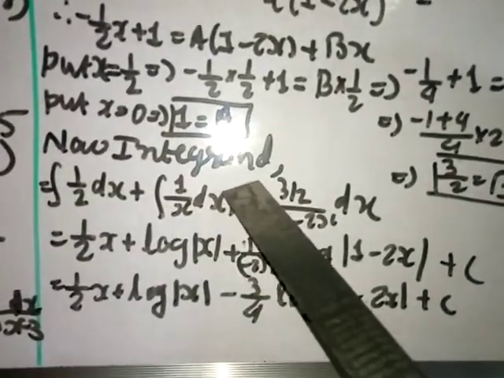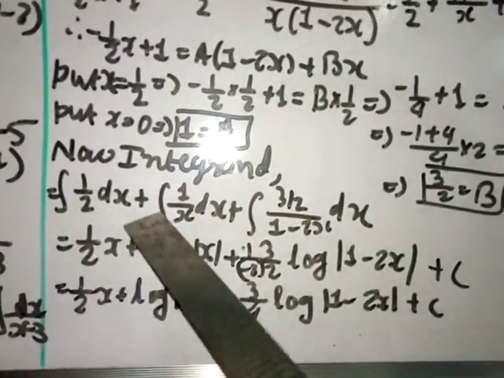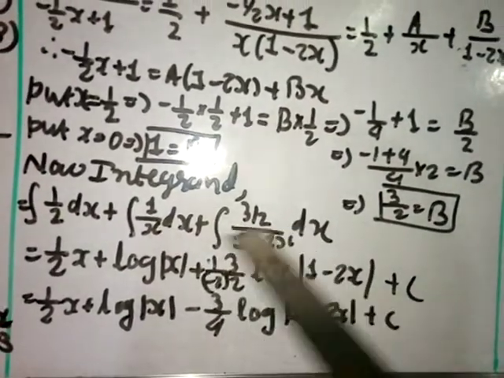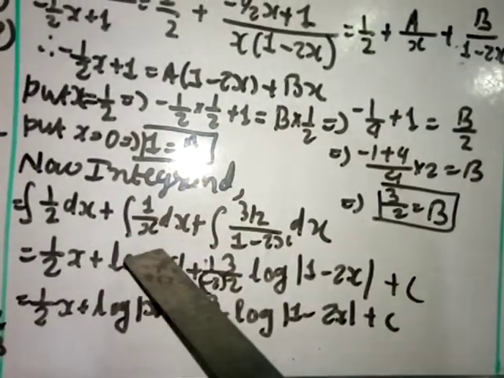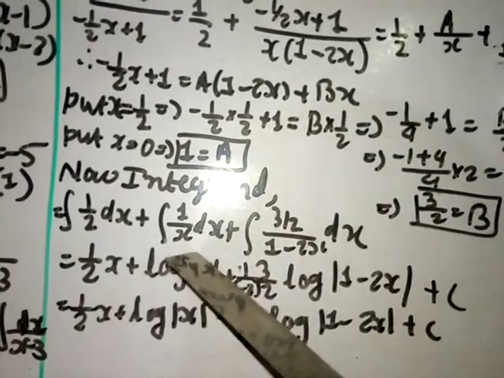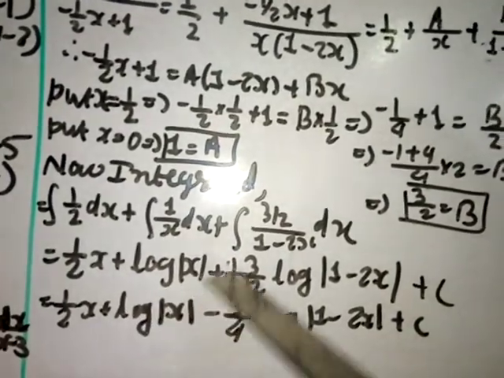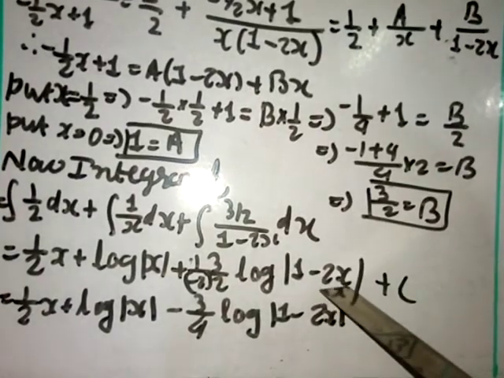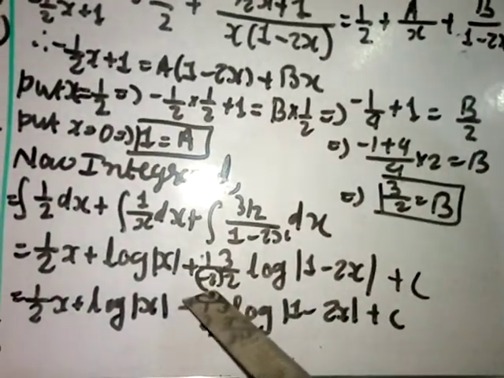Now integral 1 by 2 dx plus integral 1 by x dx plus integral 3 by 2 over 1 minus 2x dx. I am using the a and b values and starting. Okay, so here this 1 by 2 dx integral is x, this is 1 by x, so log x, plus this is 3 by 2 and this also is log 1 minus 2x, but here coefficient of x is minus 2, divide by minus 2 here.